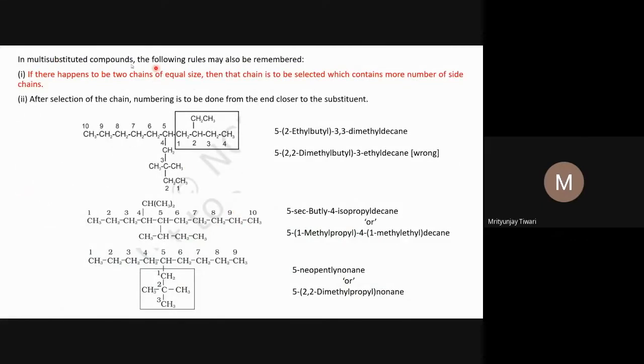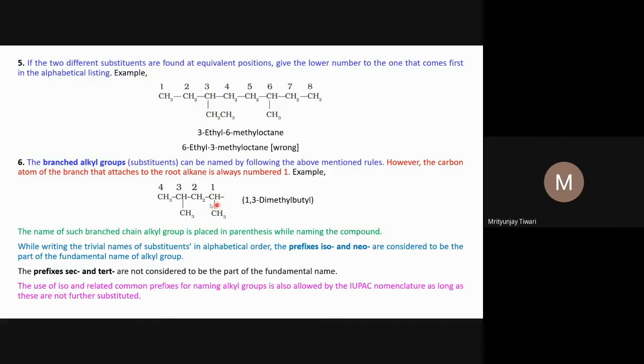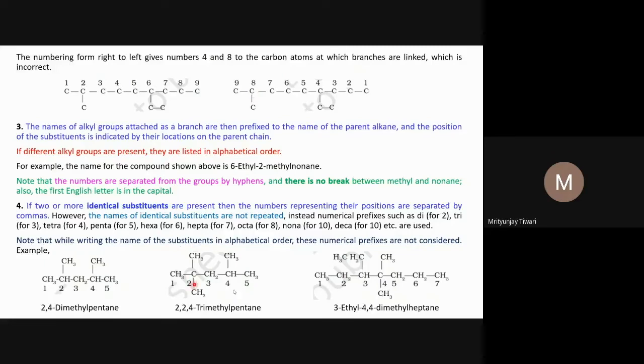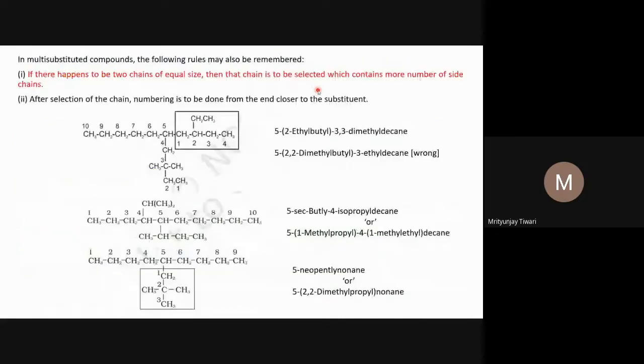Now in the multi-substituted compounds, what we see is that the compounds can be multi-substituted. Multi-substituted compounds we have already seen. This is also a multi-substituted compound. This is also a multi-substituted compound. This is not multi-substituted, this is just a branched alkyl group. This is a multi-substituted compound. This is also multi-substituted. They are all multi-substituted compounds. In multi-substituted compounds, there is more than one substitution. So in multi-substituted compounds, the following rules may also be remembered.